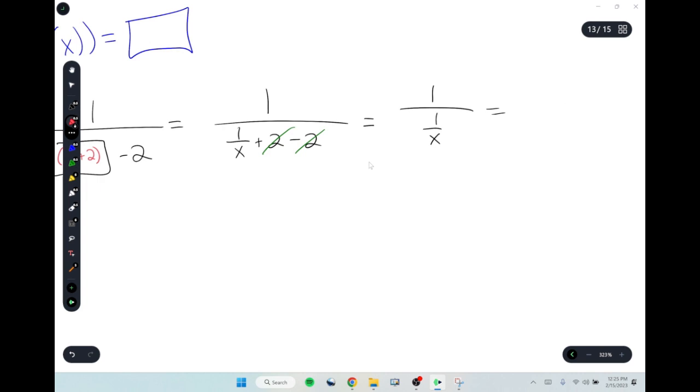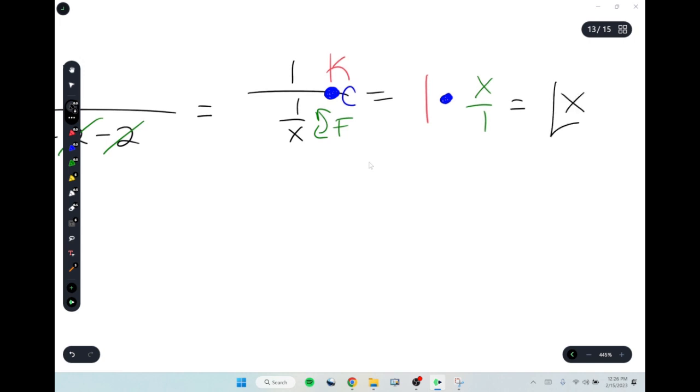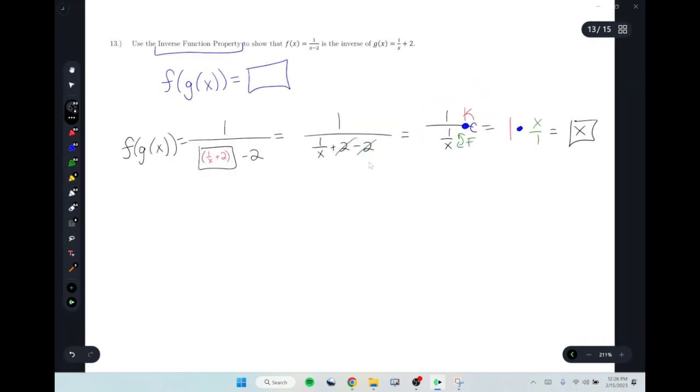Keep, change, flip, right? Keep the top. Change division to multiplication. And then flip the bottom fraction. And what's 1 times x over 1? Just x. So the inverse function property says that stuff better be x. If you want to practice, you know what you could practice to see if it works out really nice? Do it backwards. Do g of f of x. We won't do it right now, but you can go home and practice it. That's a good way to see, oh, do I know what we're doing or not? But that proves it. Proved.